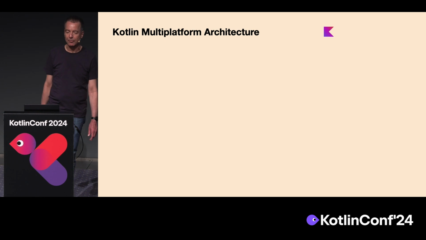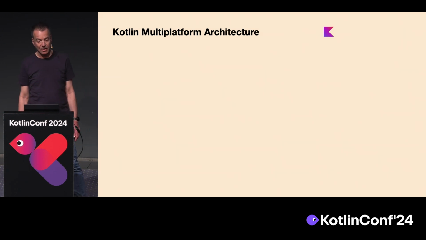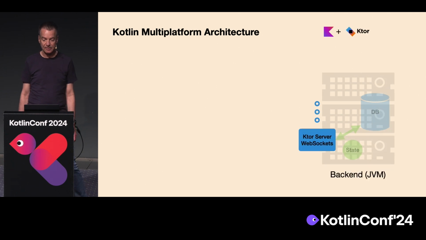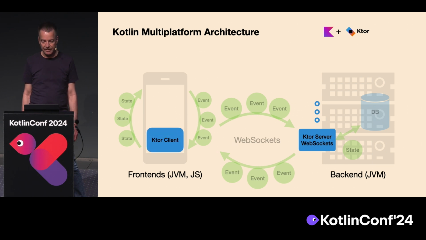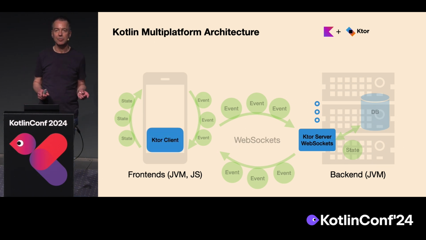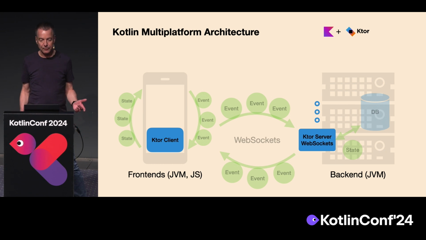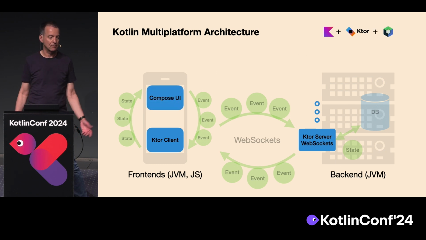So Kotlin Multiplatform actually makes it easy to achieve this. On the backend, everything is JVM only. We're using Ktor as the WebSockets and HTTP server. And on the front ends, we'll be using Ktor client, which also comes with a common API for JS and JVM. For the UI, we can use Compose, also common API, JS and JVM. And basically, that's it. We now have common code across all platforms ready to test on the JVM.